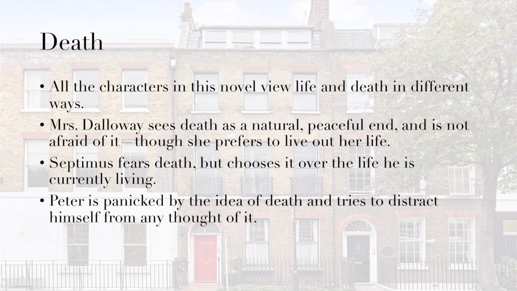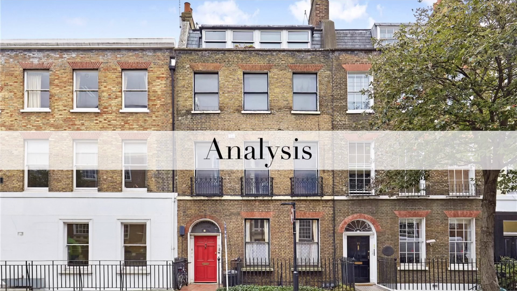Death is another important theme. All the characters in the novel view life and death in very different ways. Mrs. Dalloway, on the one hand, sees death as very natural and a peaceful end, and is not afraid of it, though she does prefer to live out her life. Septimus, on the other hand, fears death, but chooses it over the life he is currently living. And Peter is panicked by the idea of death and tries to distract himself from any thought of it.